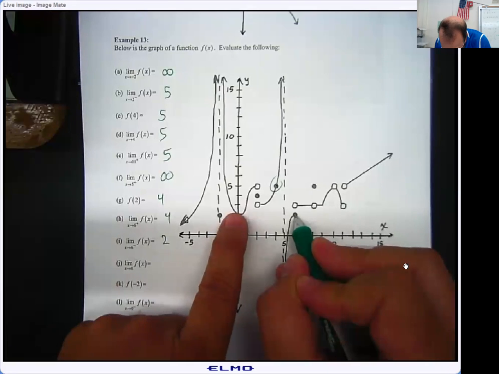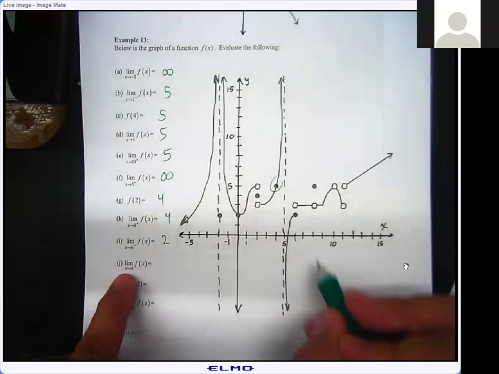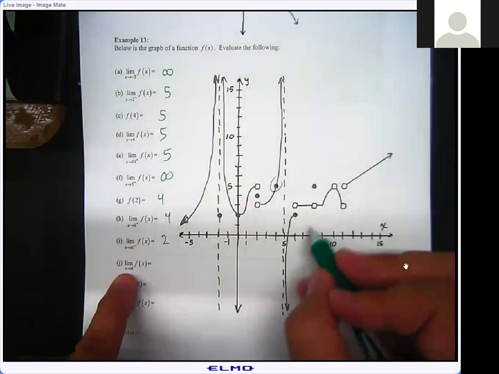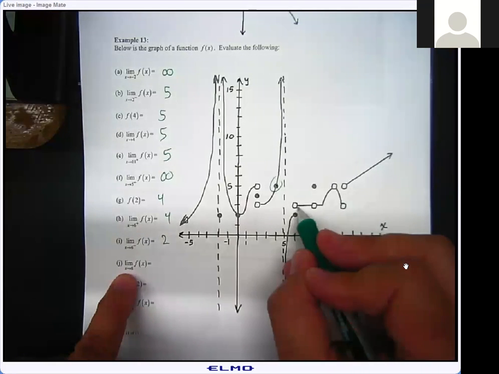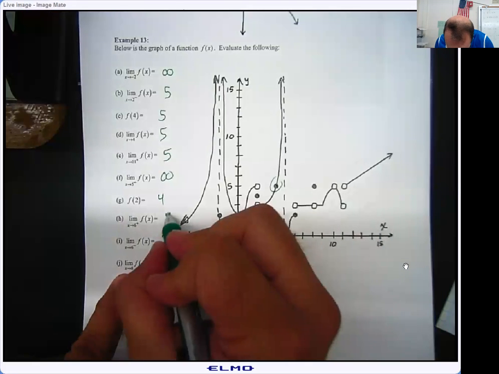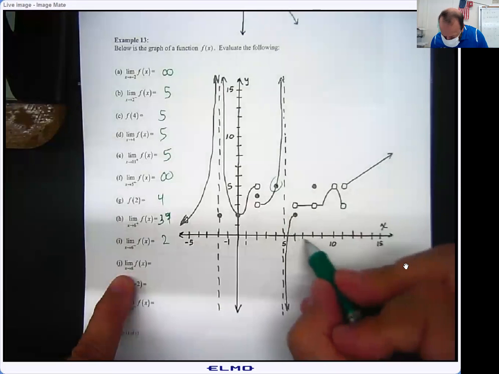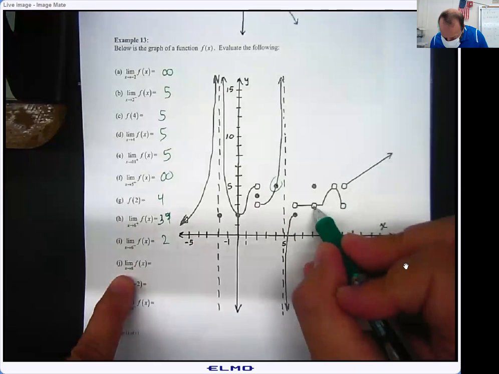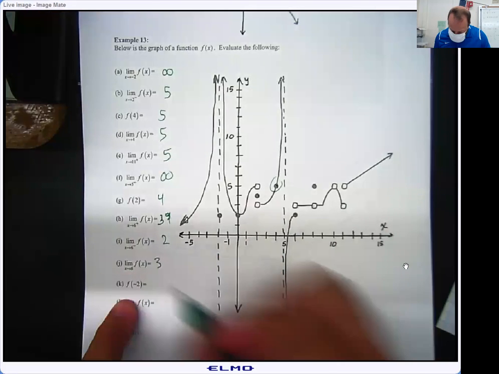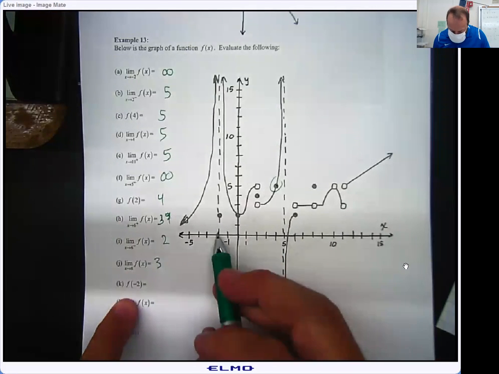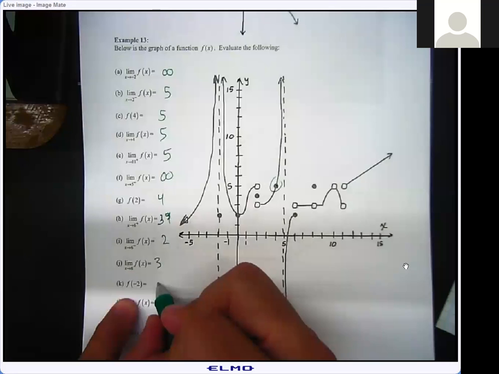From the left, it looks like 2 to me. From the right side, looks like 3. Thank you. Yeah, 3. The limit definitely gets close to 3 from both sides. F of -2 does not exist.